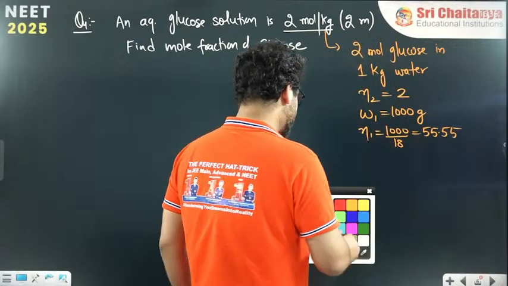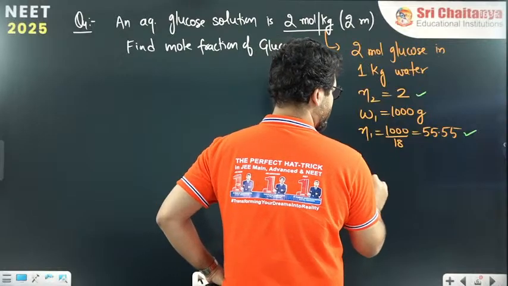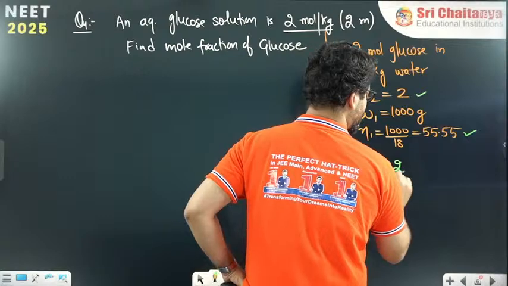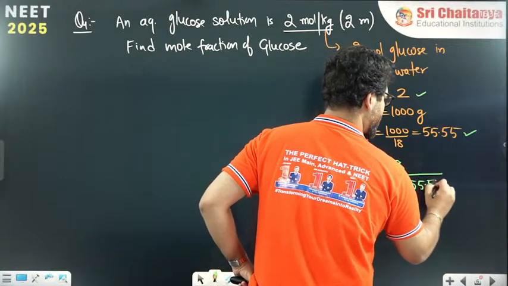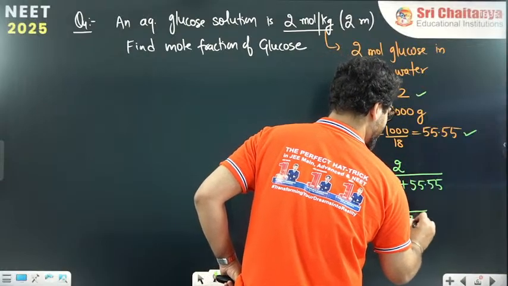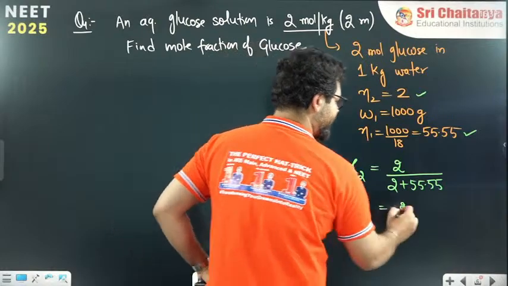So you know the moles of water, you know the moles of solute, you can find the mole fraction of solute, which is going to be moles of solute by total moles, which comes out to be 2 over 57.5. 2 by 57.5.